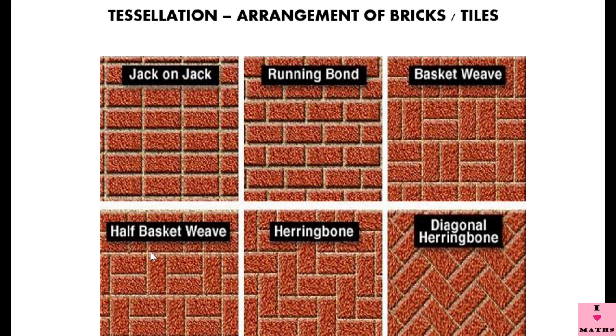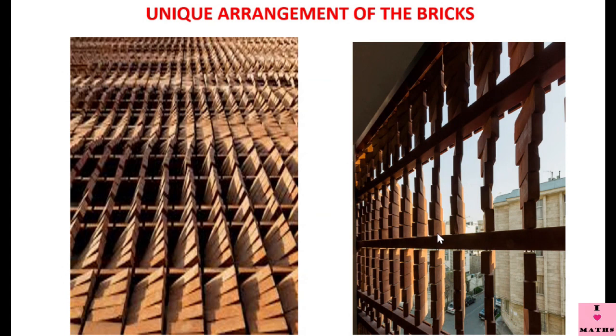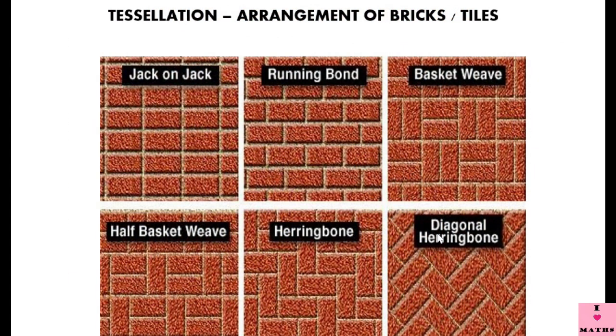This is also called a half basket weave. You can see there are two horizontal and one vertical, two horizontal and one vertical. That's why it is called half basket weave. This pattern is called herringbone, and this is diagonal herringbone.